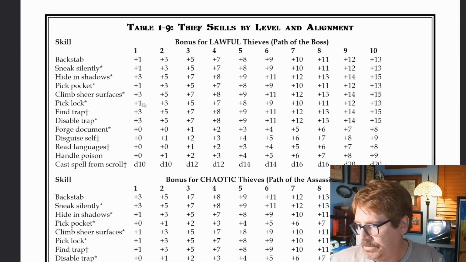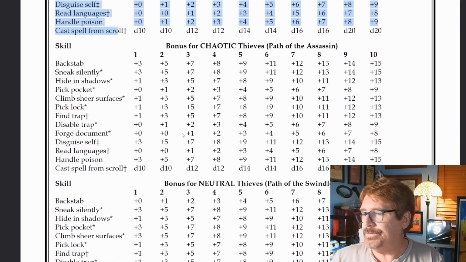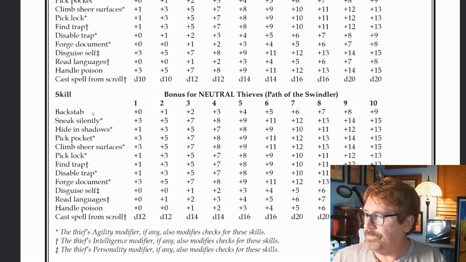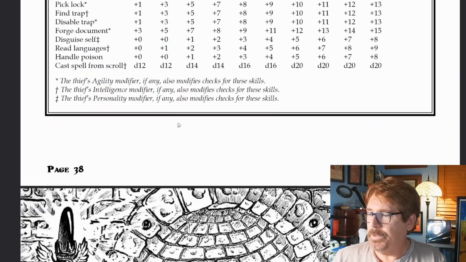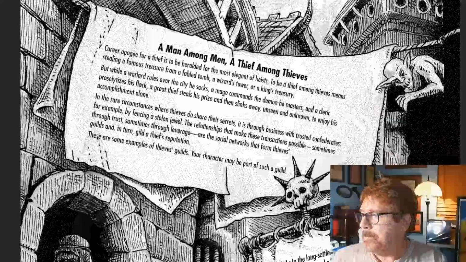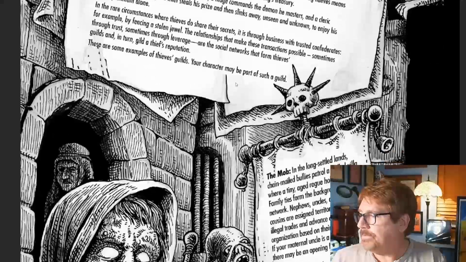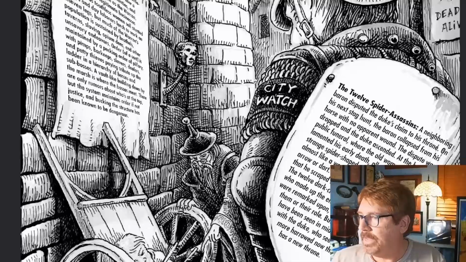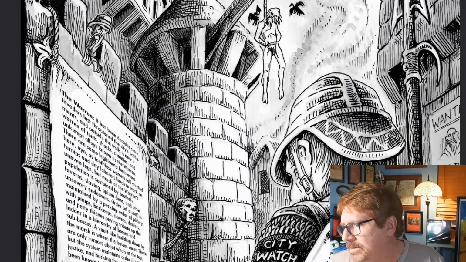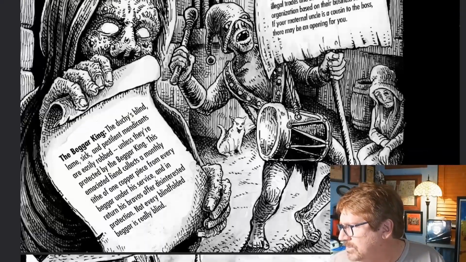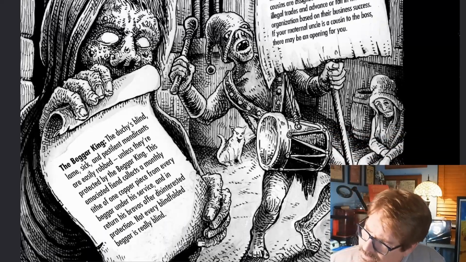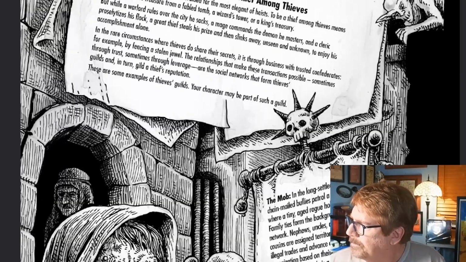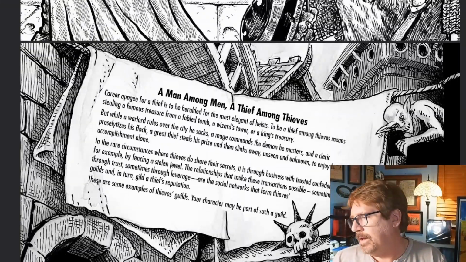Looks fine. It's all standard stuff. They got poison too. That's cool. Oh, yeah, lawful, chaotic, and neutral thieves. And they have different abilities, different bonuses depending on what kind of thief you are, which is fine. A man among men, a thief among thieves. So it's good lore here for being a thief, like a beggar king. Okay, I see. These are like subclasses. The Warren, the 12 Spider Assassins, the Beggar King. Oh, I see. I think these are maybe types of thieves in the campaign that they have.